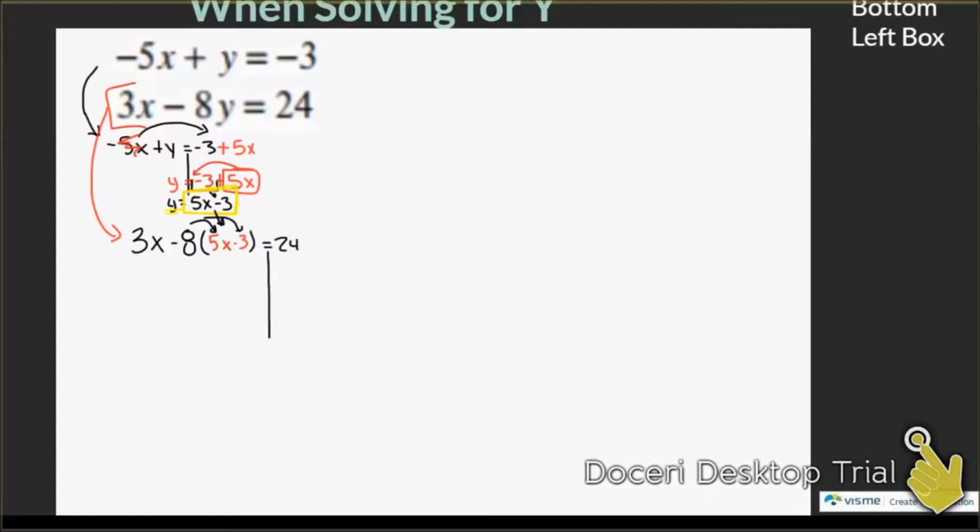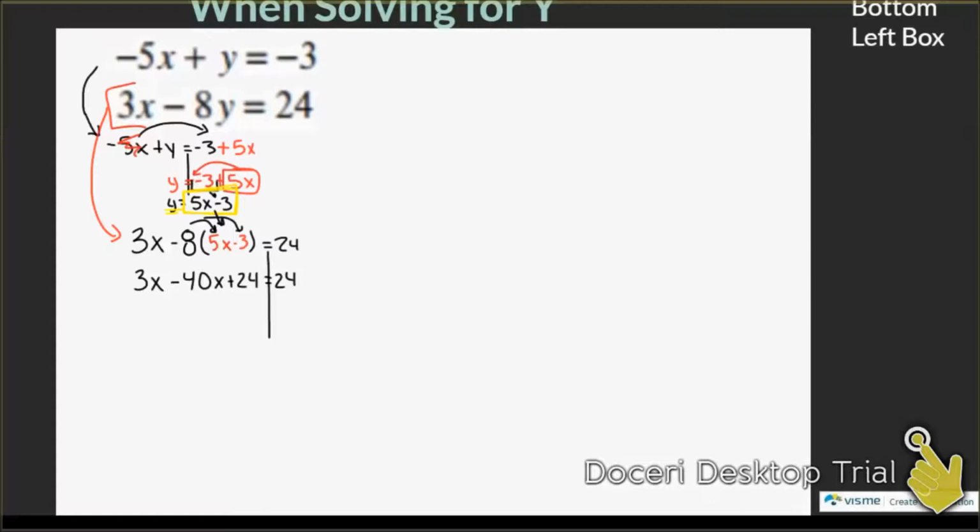All right, so let's see how we did. So 3x stays 3x. Then I had negative 8 times 5. So you guys help me out. What's negative 8 times 5? Should have been negative 40x. One more time, what's negative 8 times negative 3? And that should have been positive 24. And that's going to equal 24 on this side. Okay? So we have 3x minus 40x plus 24 equals 24.